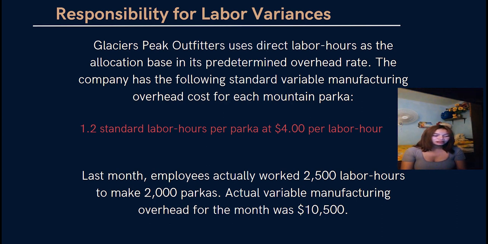For example, Glacier Peak Outfitters uses direct labor hours as the allocation base for its predetermined overhead rate. The company has the following standard variable manufacturing overhead cost for each mountain product: 1.2 standard labor hours per parka at $4 per labor hour. Last month, employees actually worked 2,500 labor hours to make 2,000 parkas. Actual variable manufacturing overhead for the month was $10,500.